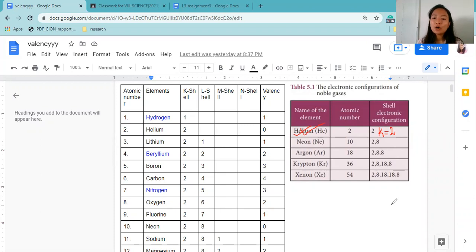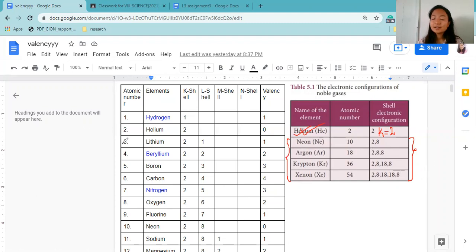Now let's talk about octet stability. We can clearly see that in the valence shell, or the last shell, of the remaining noble gases, there are 8 electrons. And note that these gases are all stable gases. The atoms of all other elements tend to acquire 8 electrons to have octet stability. So this tendency of atoms of elements to have 8 electrons and become stable is octet stability.